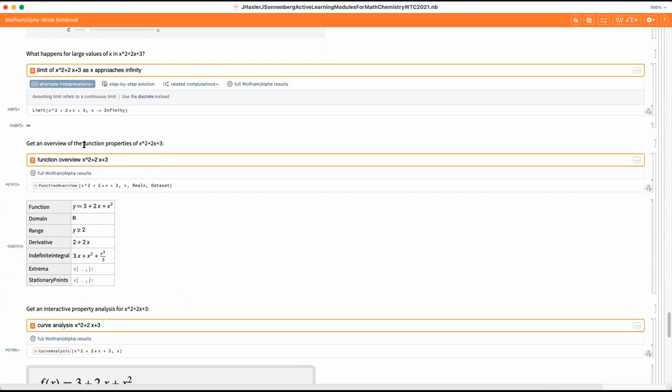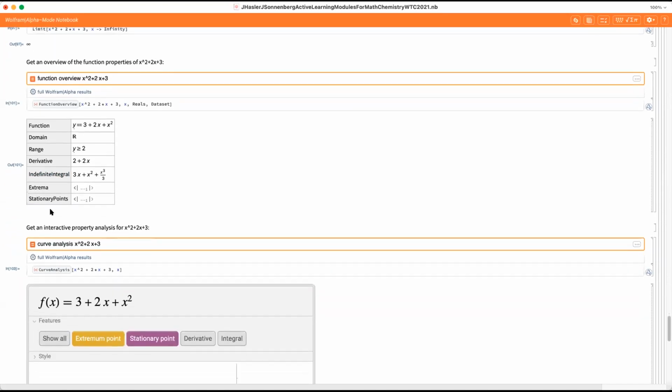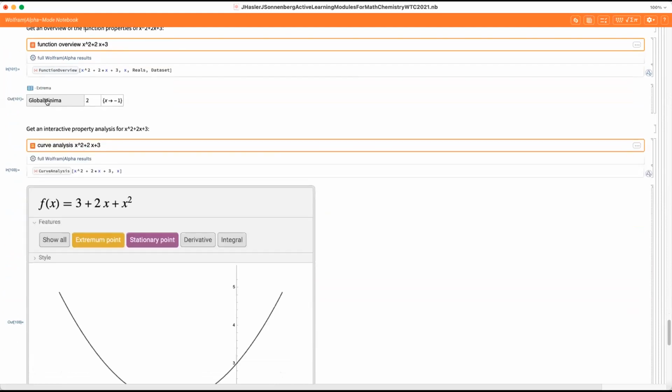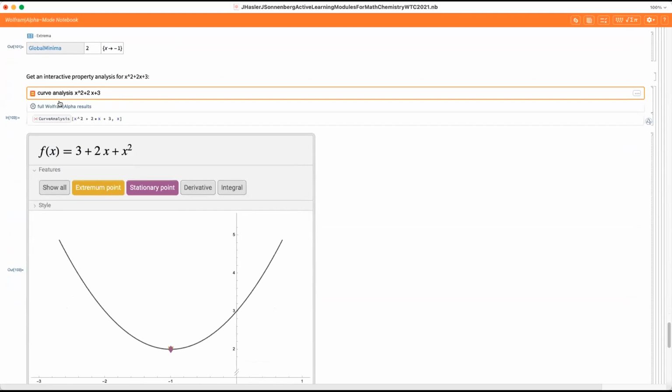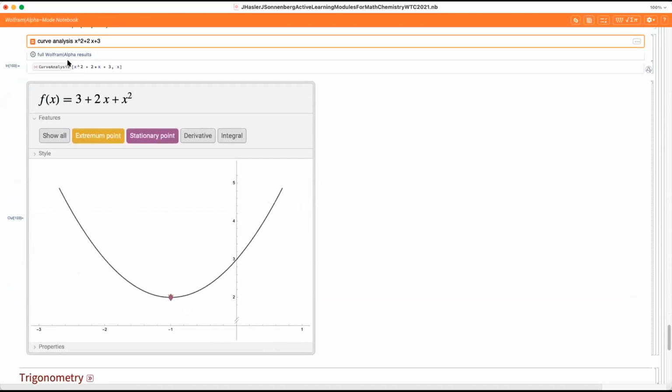You can also obtain a bunch of information that's useful from a calculus point of view. You can obtain the function overview of this. It gives you functions, domains, ranges, integrals, extremas, et cetera. So you can get the global minimum, global maximum. There's this interactive tool that the Wolfram Alpha Math team has created called curve analysis.